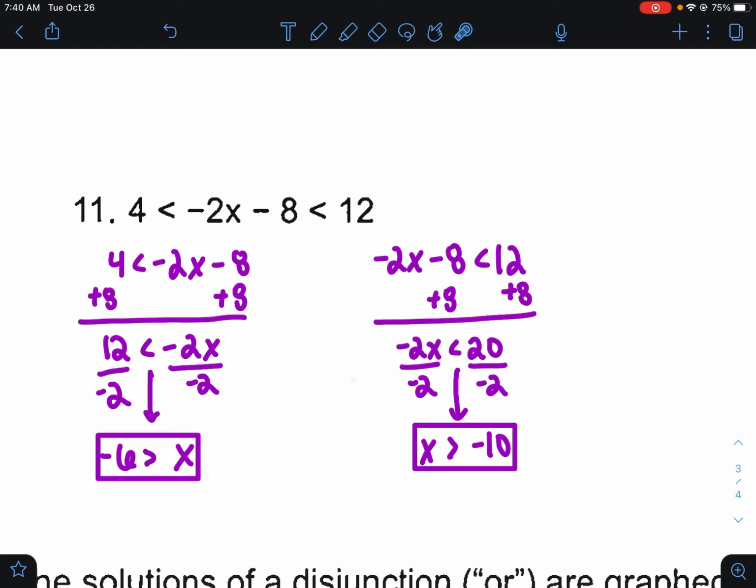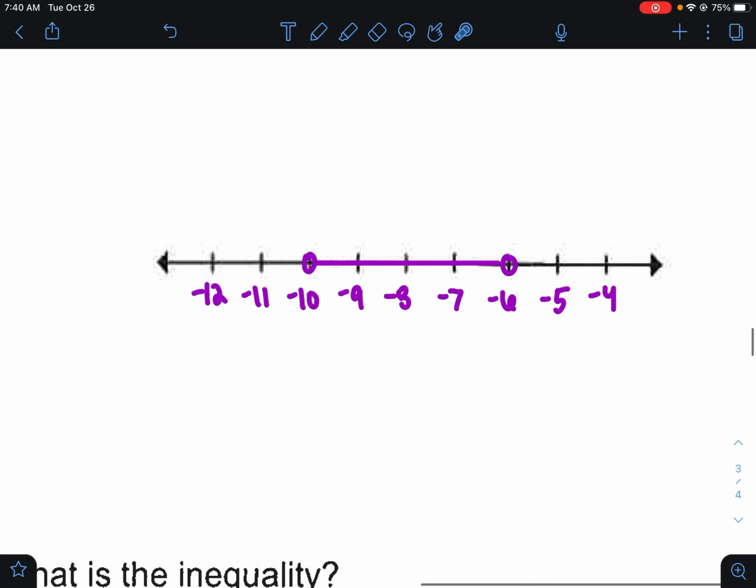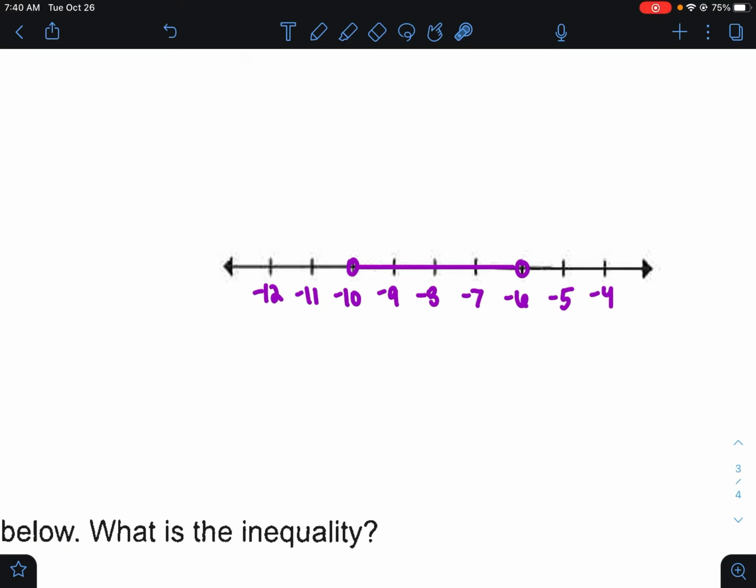Okay, so I end up with negative 6 is greater than x, and x is greater than negative 10. All right, so I went to my number line. It was less than negative 6, greater than negative 10, and since they are meeting, you draw it like this with your two rays meeting. It's got those two conditions it's got to follow. So this is our and statement.